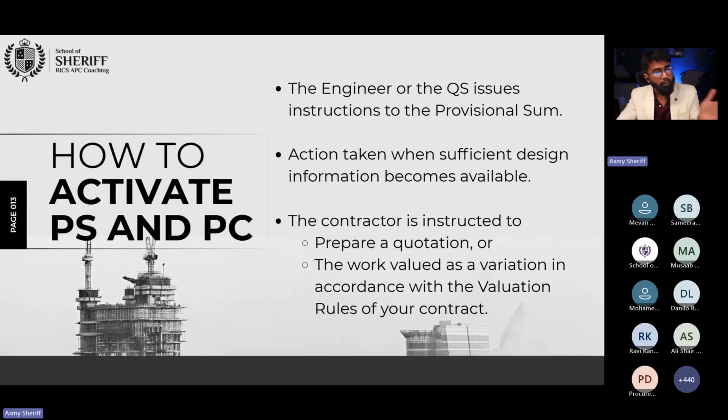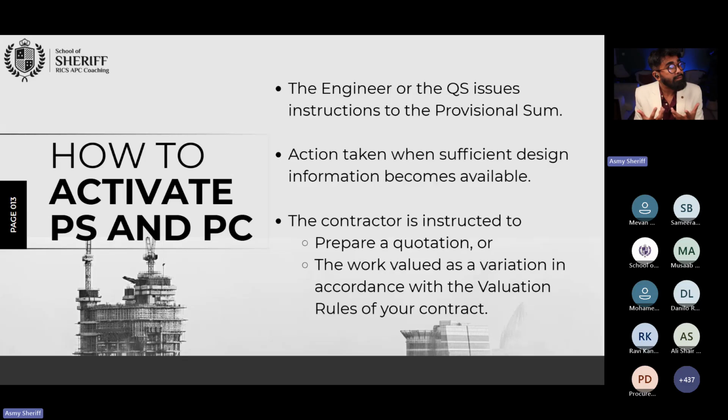So before we move to learn the rules of valuation, make sure, guys, in all situations, you as a QS, whether you are a client QS or contractor QS, make sure that in order to execute the prime cost or provisional sum, you need to have an instruction to do that. You can't say, in my BOQ, I have a provisional sum for a mock-up building, let's go and construct it, three months after the award of the contract. Can you do that? No.